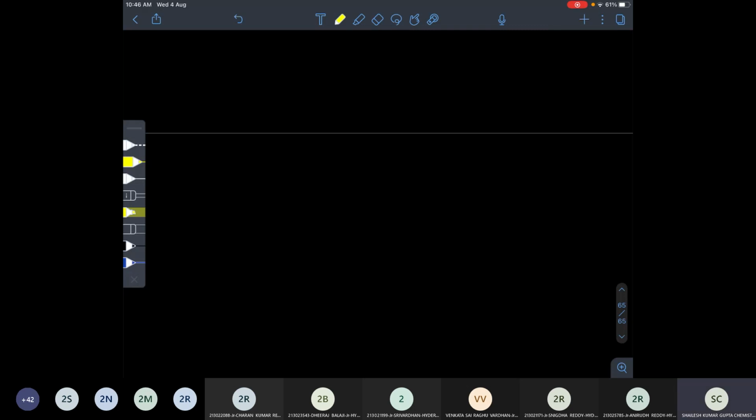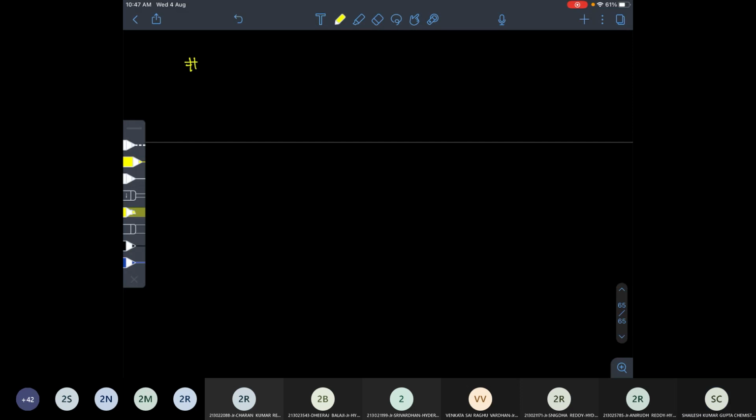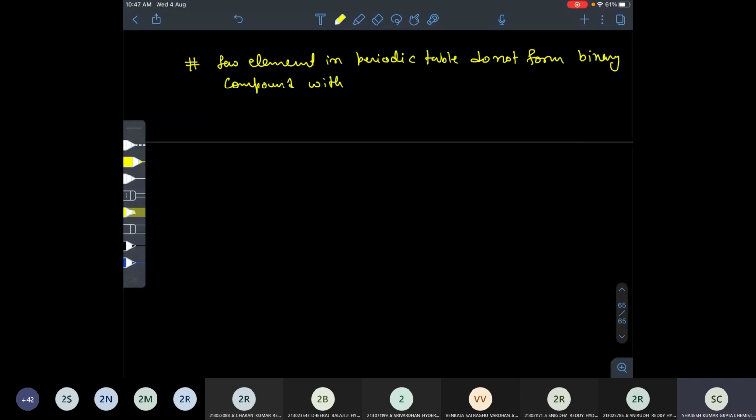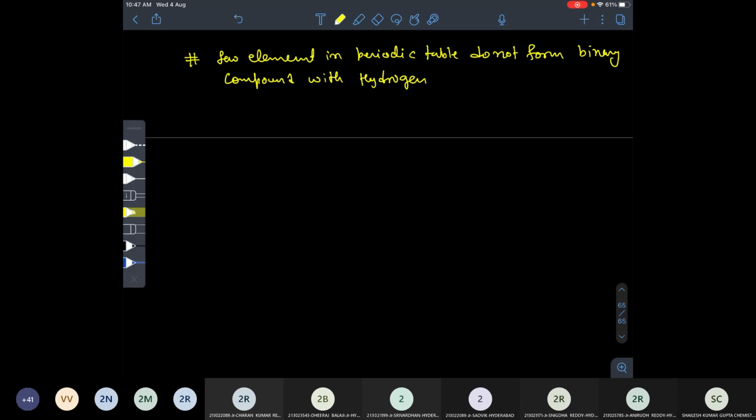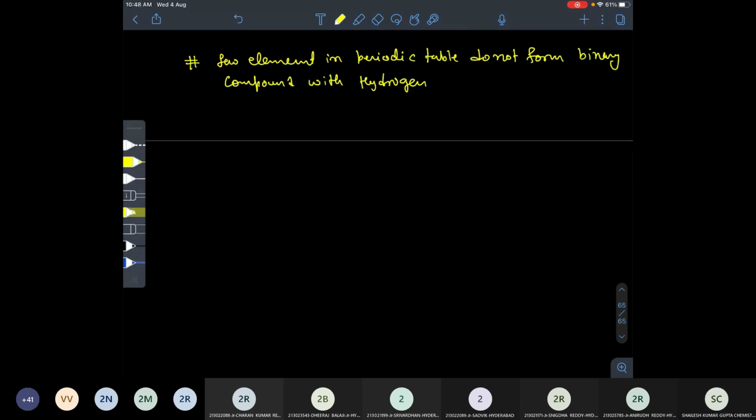So in that particular case, that is anyway excluded because noble gases do not react with most of the elements. So there is a term called hydride gap, right? Few elements in the periodic table do not form binary compounds with what? Hydrogen. They are termed as hydride gap.